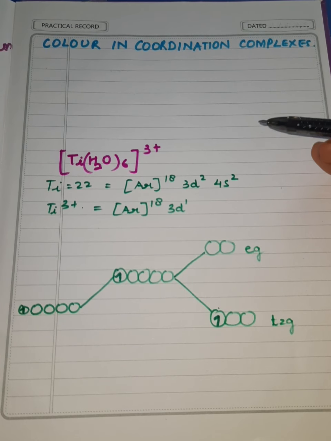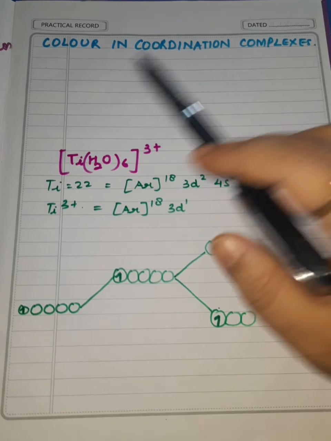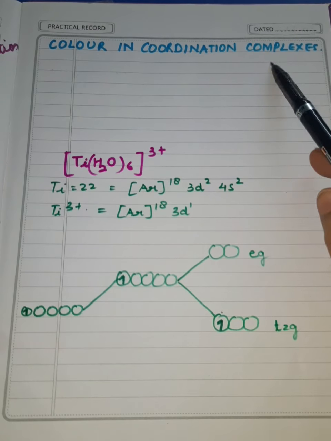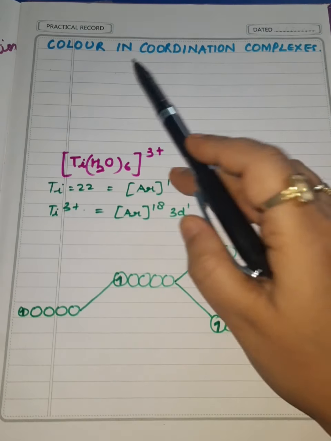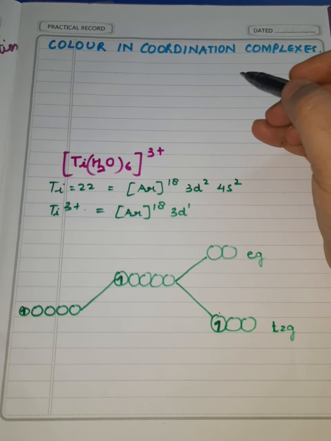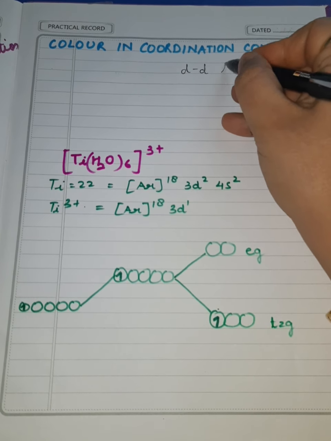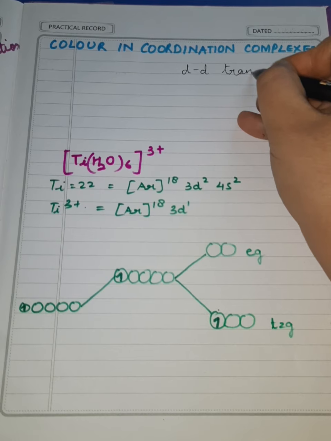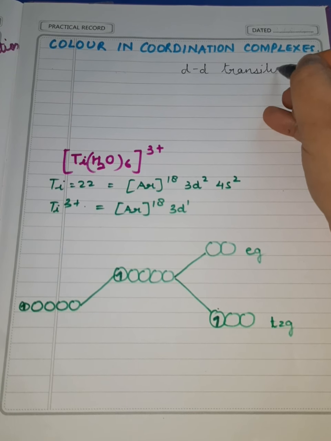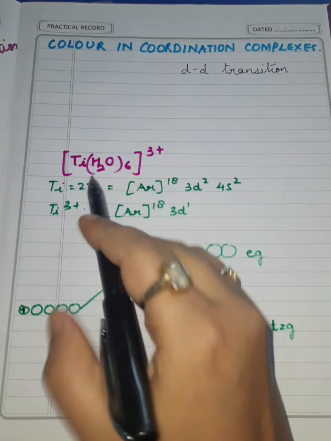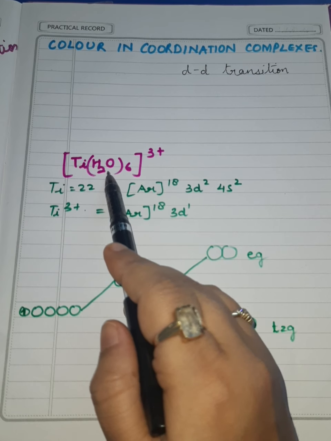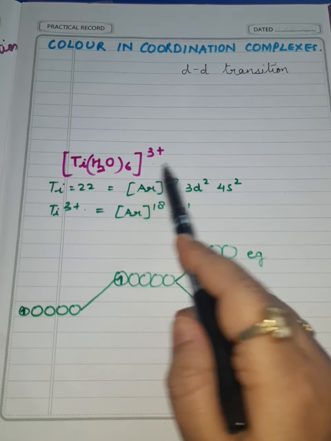Hello my dear students. In this video I am going to teach you about color in coordination complexes. Dear students, color in coordination complexes is due to a phenomenon known as d-d transition. Now to understand d-d transition, I have written one example, that is hexaaquatitanium(III) ion.